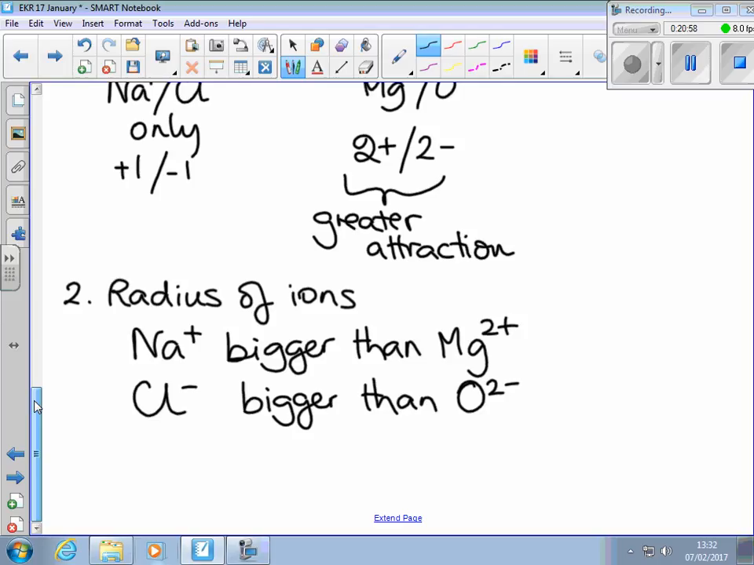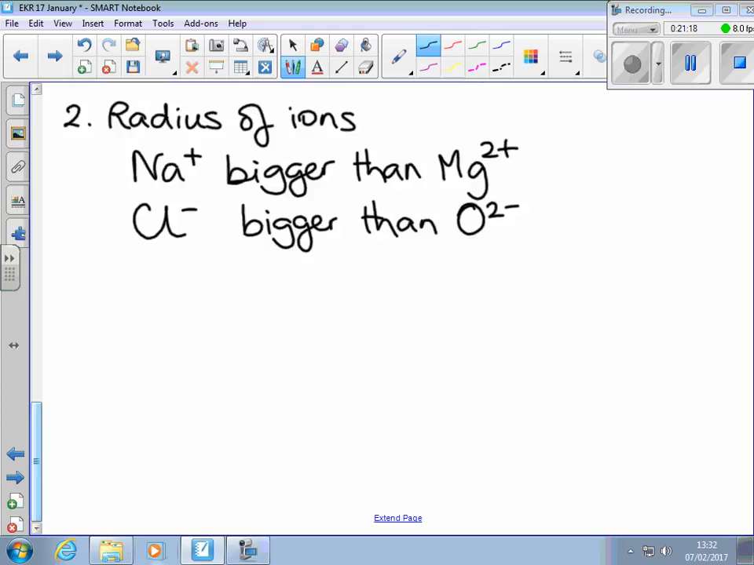But you've got to be able to make comparisons between positive ions, so the change in the radius of the positive ions separately from change in the radius of the negative ions. But think about increasing numbers of protons and increasing numbers of full shells, rather than trying to use examples.